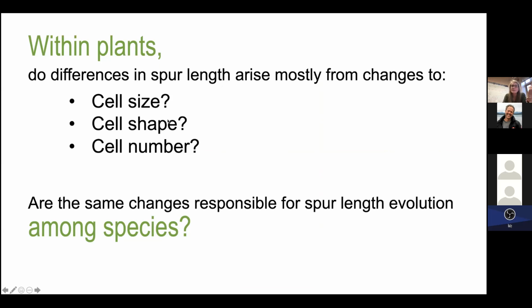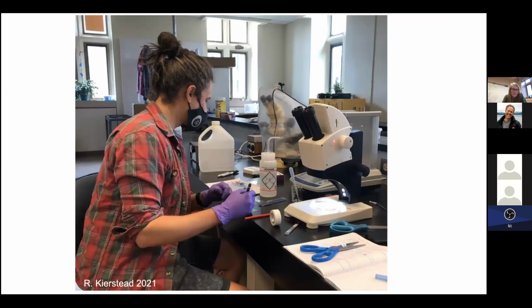changes in cell size, cell shape, cell number, right? What's the floral developmental basis of the changes in spur length? And is that same basis the one that's manipulated during spur length evolution among species? I'm just starting to work on these ideas.